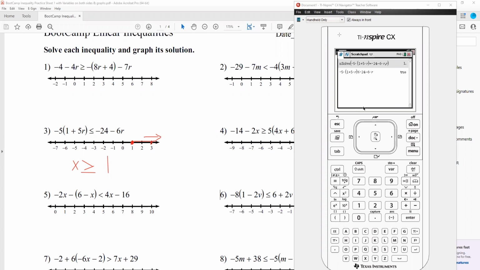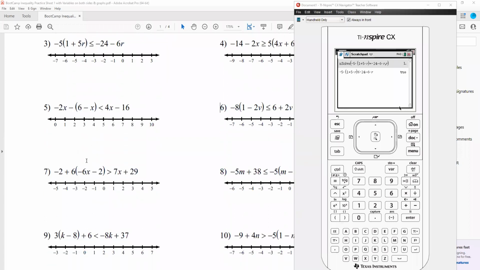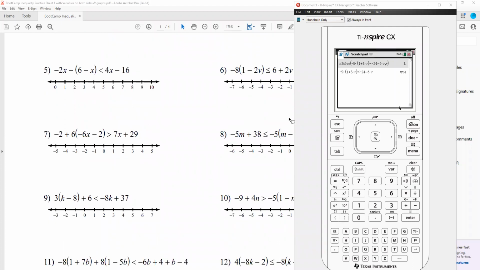Okay, let me do maybe one more. Let me clear the screen of all this other junk. Clear all drawings, get rid of this. I'm going to do number 5. I do menu 15, get rid of this. So I got -2x minus the quantity 6 minus x is less than 4x minus 16.